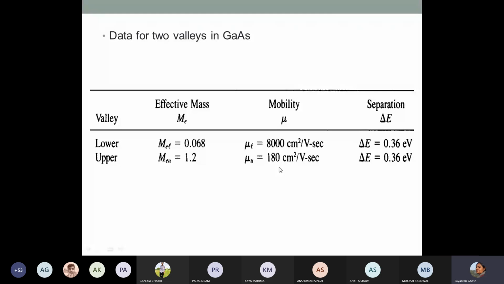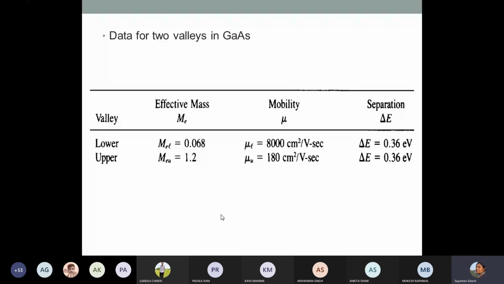In the upper valley, we have a low mobility of electrons. Similarly, the effective mass is the other way around. The electron feels heavier in the upper valley, while it is very light in the lower valley. You know the definition of effective mass and mobility, so I'm not going into detail of that. But the main thing to focus on here is that the lower and upper valleys have drastically different values of mobility.